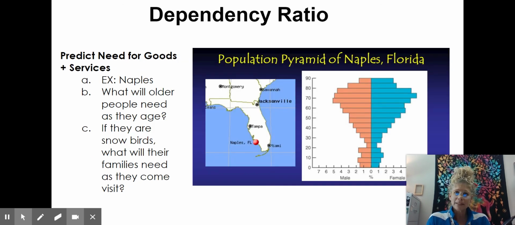This is a last slide. This is a dependency ratio in Naples, Florida. And you can see, whoa, look at that, how top heavy it is. There are a lot of old folks living there. And so what does Naples, Florida need to do to prepare for such a huge part of their population being old? So again, what are they? Are they snowbirding in, or are they families that are retiring there or just coming to visit? So all these play into how you plan.